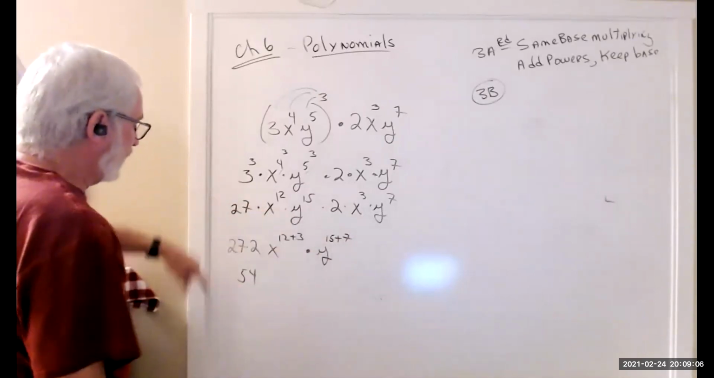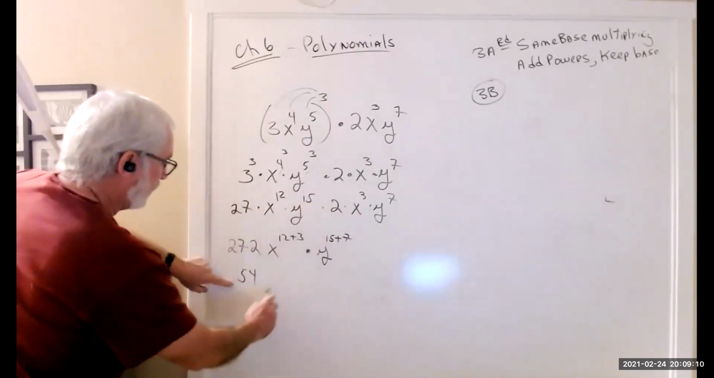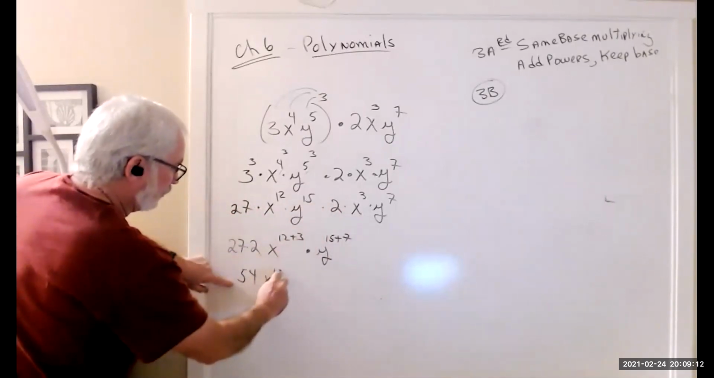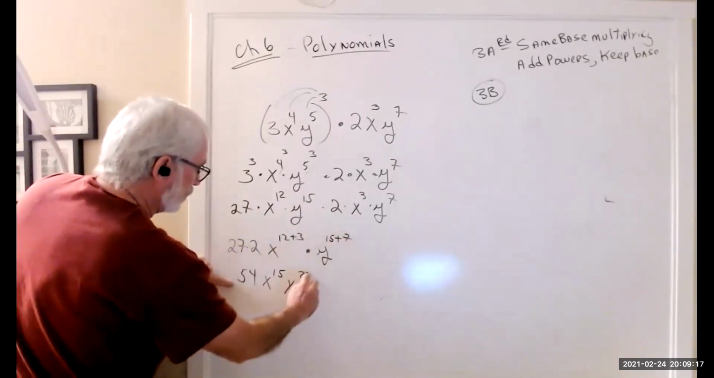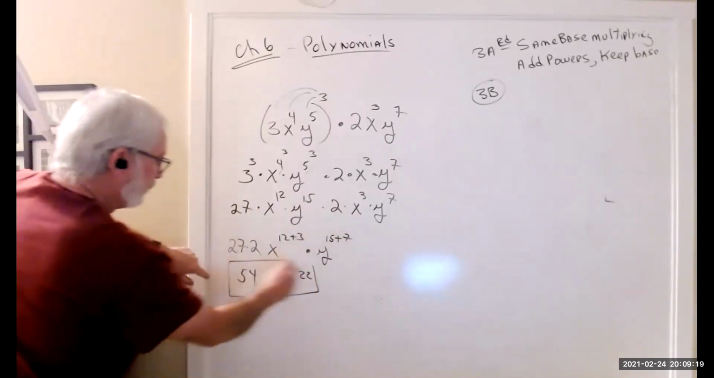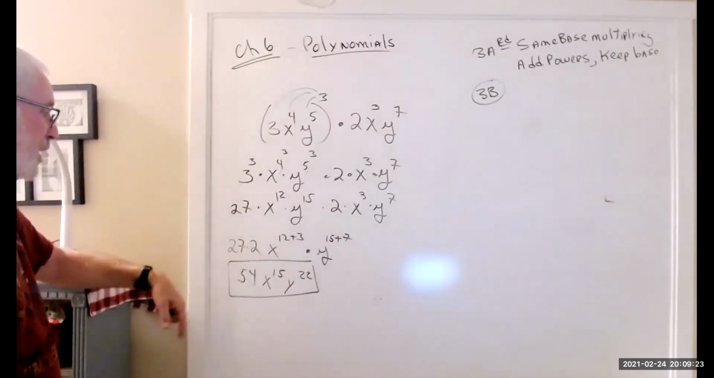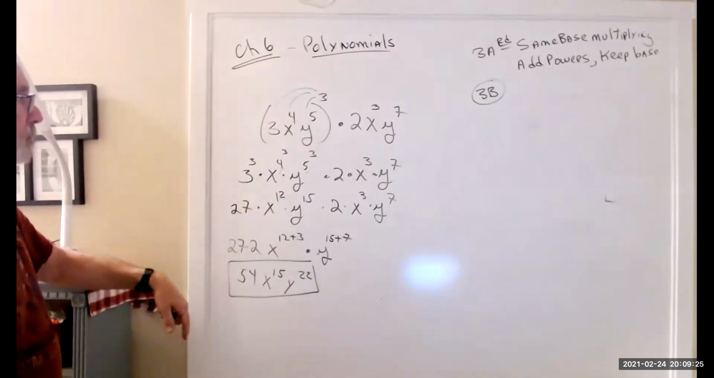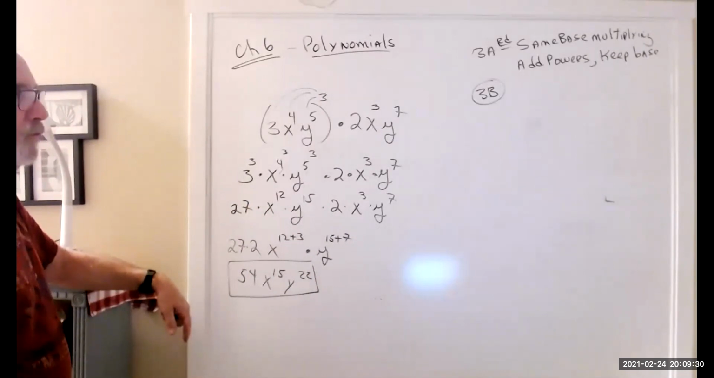Okay, final answer: 27 times 2 is 54, x to the 15, y to the 22. And you can't go any further because there are no like bases. You're done. So, questions?